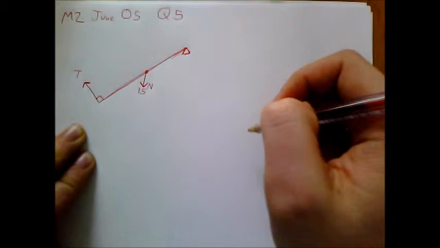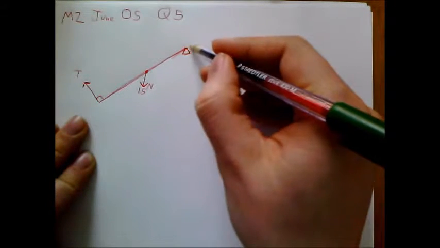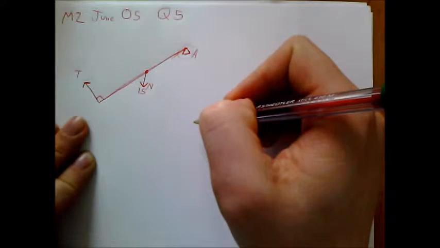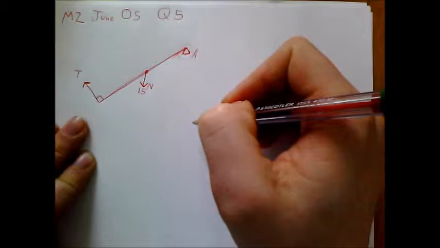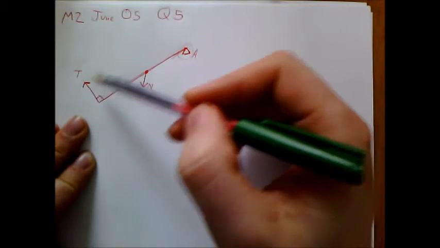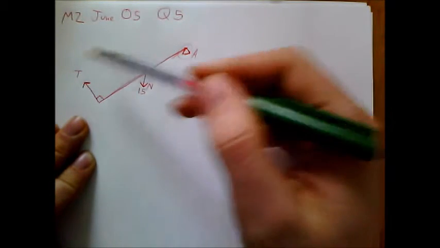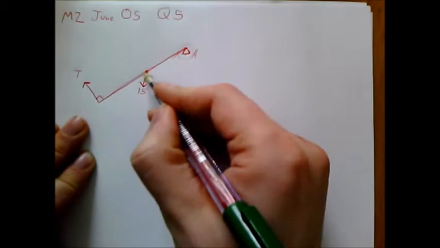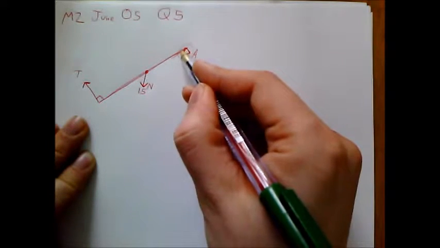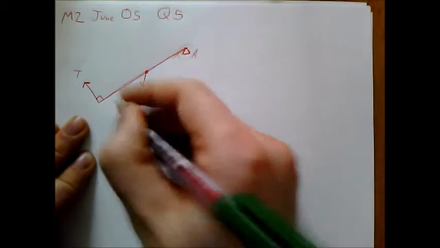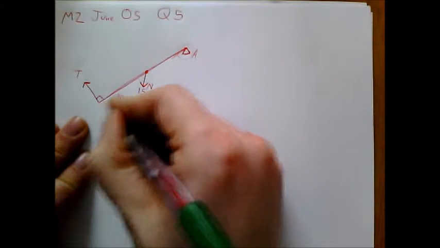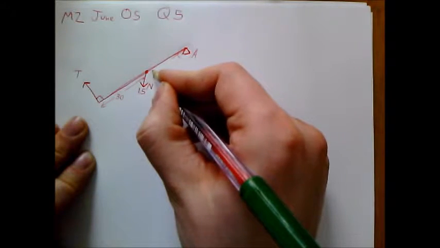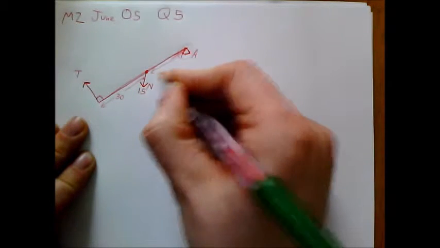Now, I want to be able to take moments from A so that I can find what this tension is. So I know that this distance here is halfway to this distance here, and this whole thing is 60 centimeters. So from here to here is 30 centimeters, and then from here to here is 30 centimeters.